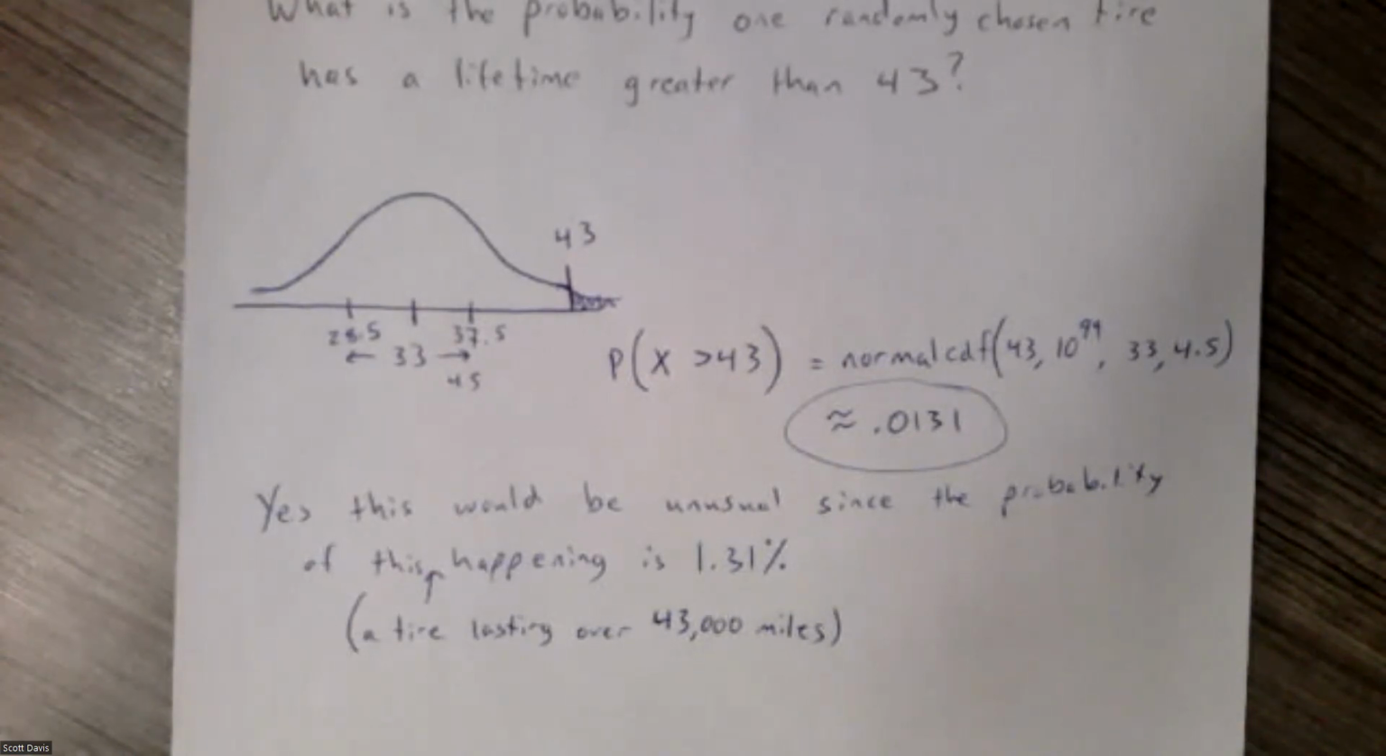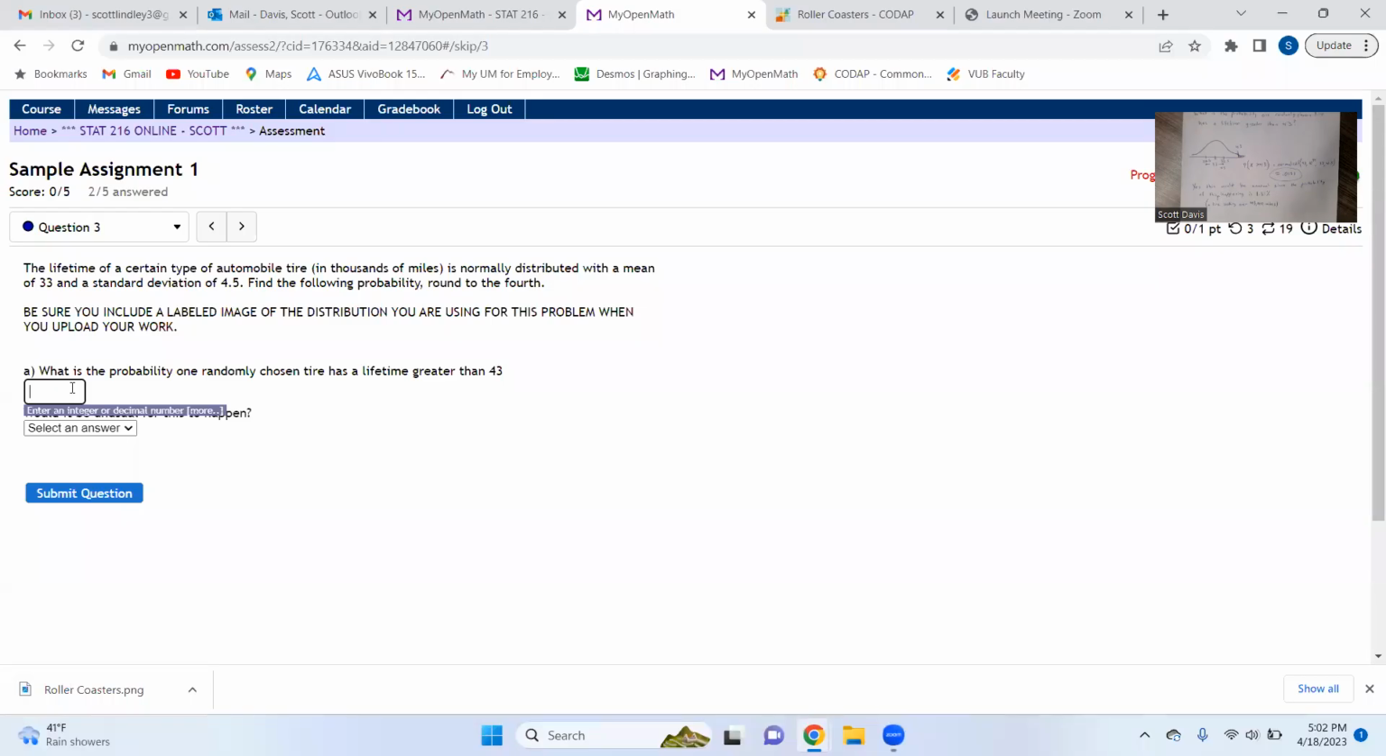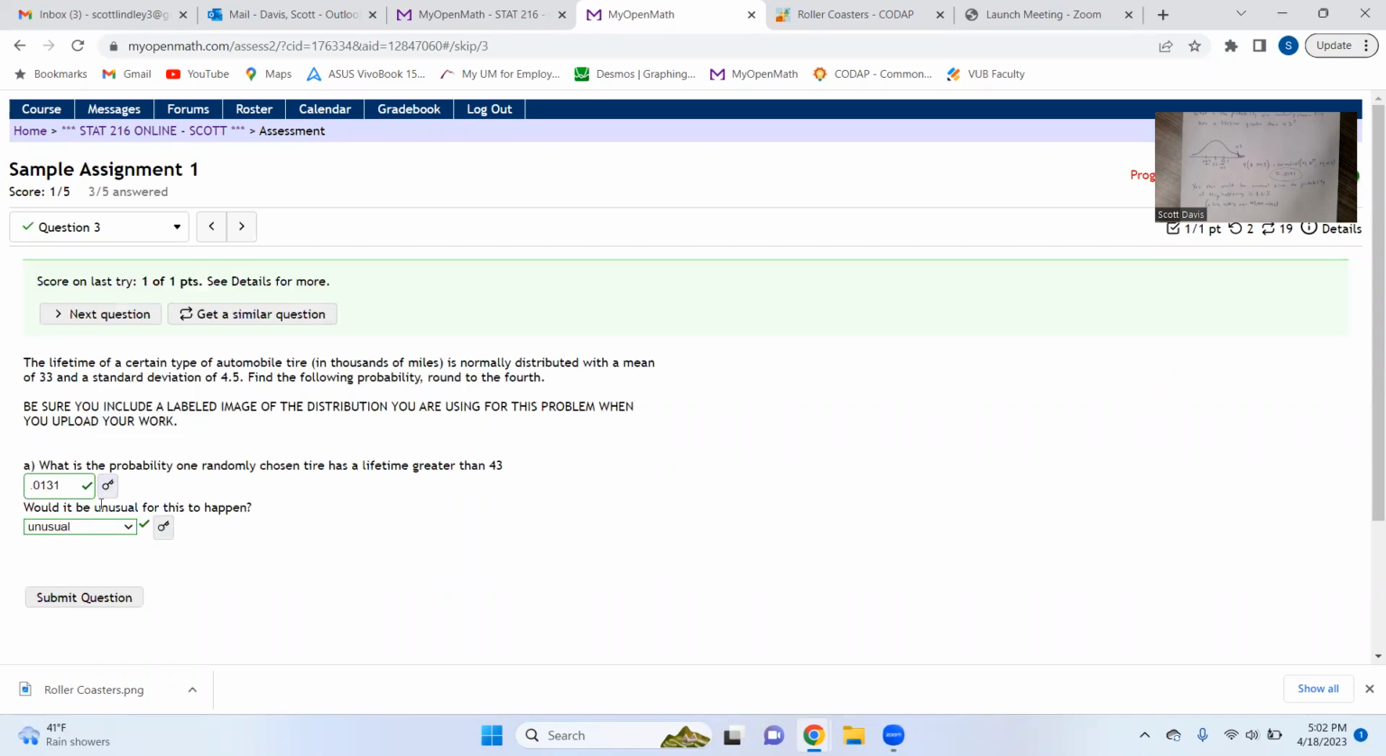I'm going to go back. So we got 0.0131, and we said that was unusual. We'll submit. Look, we got it right. Now, if we had gotten it incorrect, we would want to update our work. And again, if you're doing scratch work, that's fine. I only want to see the final draft. I want to see the quality work that you are submitting for these types of problems in order to get full points.